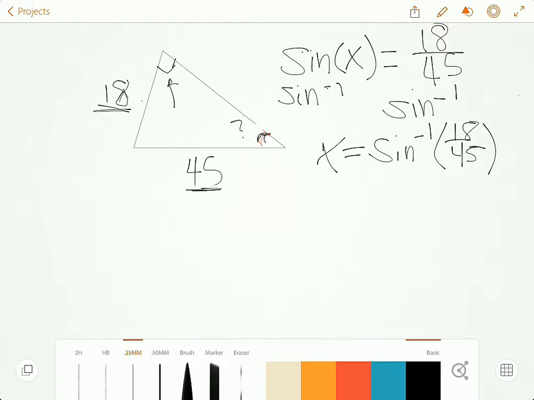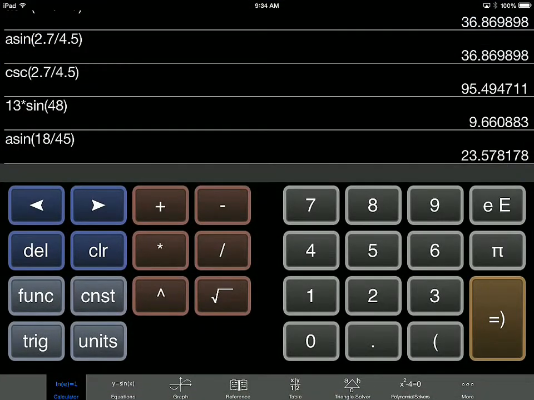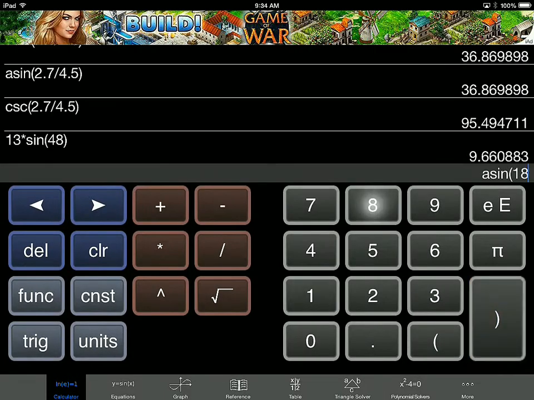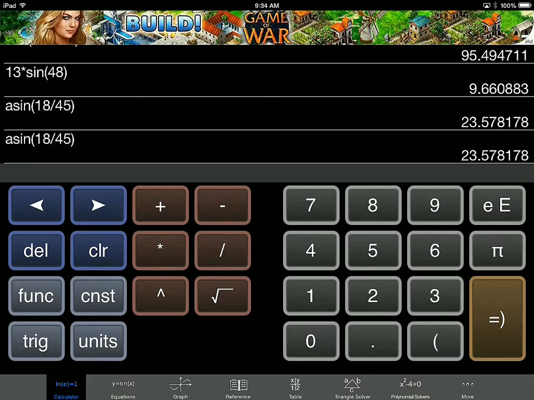So let's go ahead and pull up our calculator and try and solve this. I'm going to go to my trig, and if we look and see here, sine inverse is represented by arc sine in my calculator. Okay, so it's going to be either arc sine or sine to the -1 power in your calculator. So I'm going to click on arc sine. I'm going to do 18 divided by 45, hit equal, and that is my angle, 23.57. So let's just round it to 23.6.